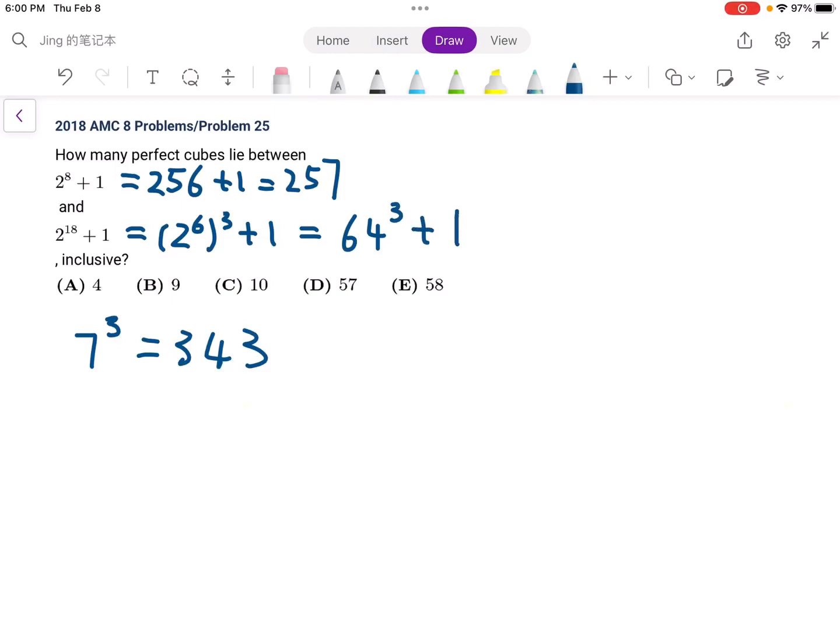So how many cubes are there? It means we use 64 subtract 7 plus 1, because 7 is also in between. So that means there are 58 cubes.